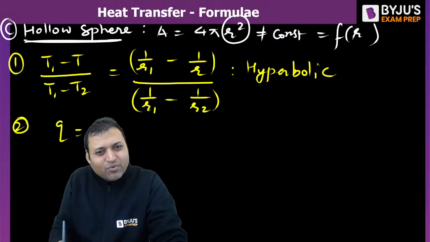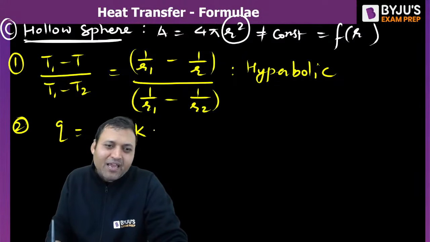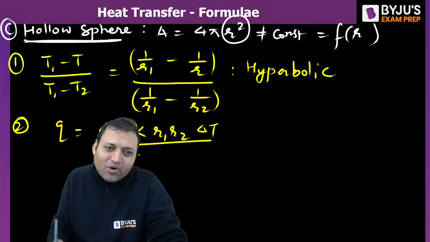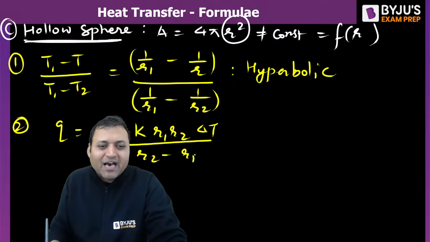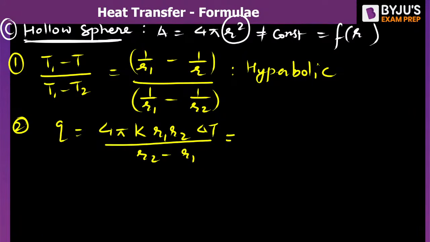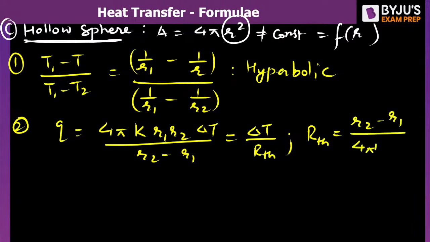And Q is equal to 4 pi K R1 R2 delta T upon (R2 minus R1). That is the formula for Q, which can be equated with delta T upon thermal resistance for conduction. In the case of a hollow sphere, the thermal resistance is given by (R2 minus R1) upon 4 pi K R1 R2.